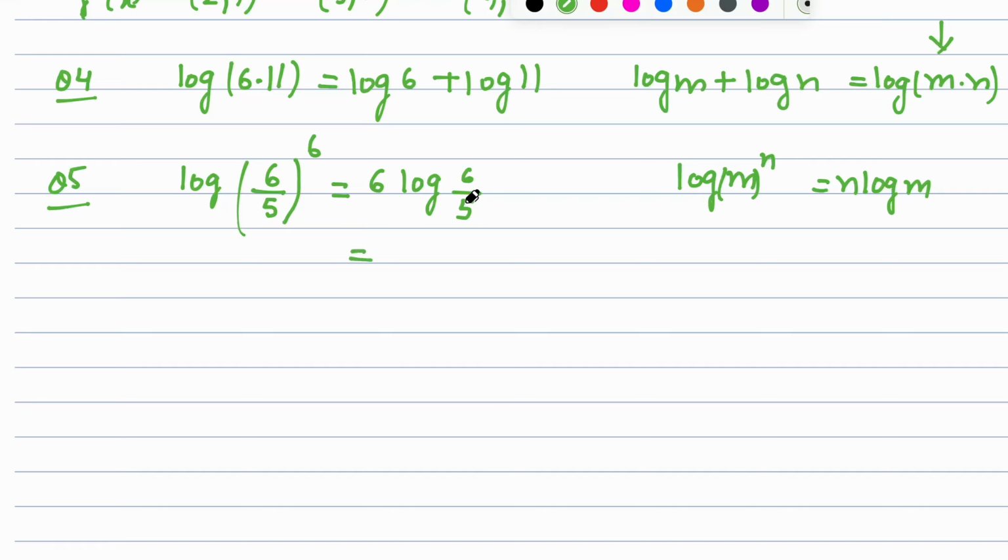Now again, if I see this log of 6 by 5, it's reminding us of another property, log of m by n is equal to log of m minus log of n. So here log is single and m by n is its value, but when you use the property, m and n both will have their logs, but 6 will be with both. So I have to put parenthesis here, and that is 6 times (log of 6 minus log of 5).